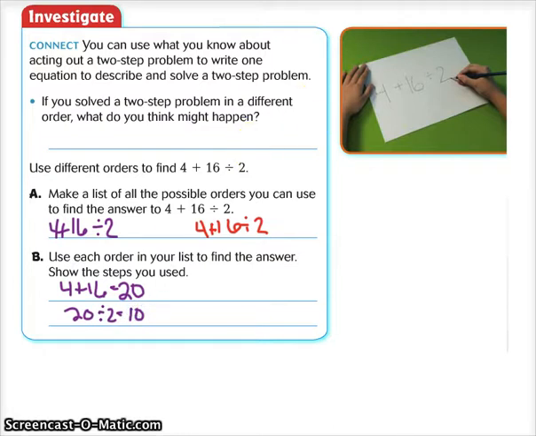In my second example, I said we would do 16 divided by 2 first. And the quotient of 16 divided by 2 is 8. If we add 4 to 8, we get 12. You can see how following different orders would be a problem, because if you do it the first way, our answer is 10. If you do it the second way, our answer is 12. So if we solved a two-step problem in different orders, what we think might happen is we would get different answers.